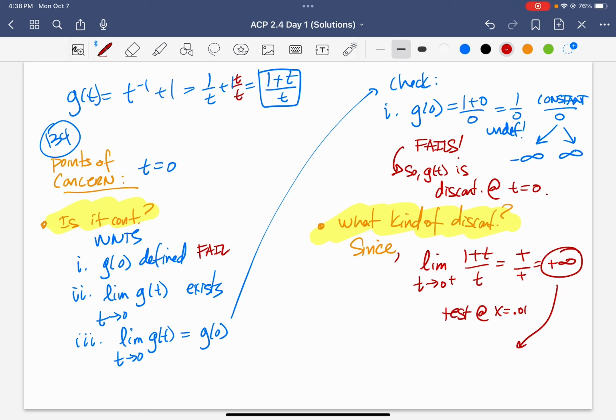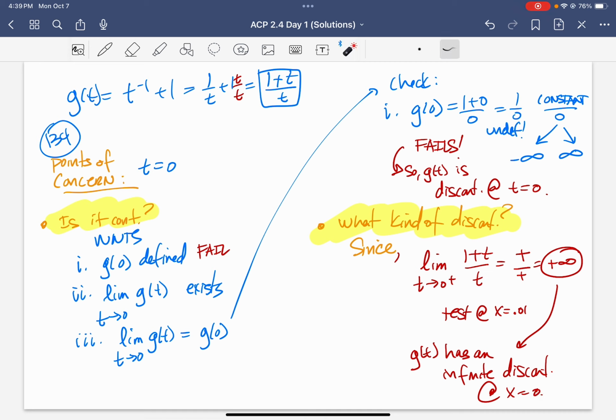And that tells us that g of t has an infinite discontinuity at x equals what? 0. By definition, what it means to have an infinite discontinuity is that it blows up as we come towards one side.